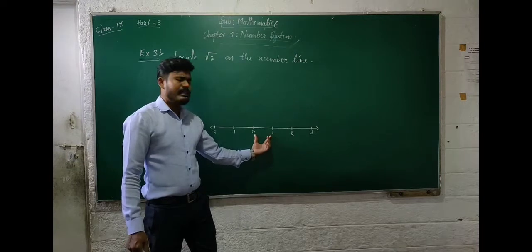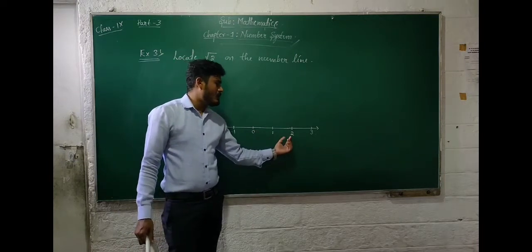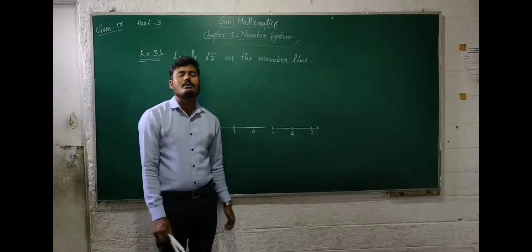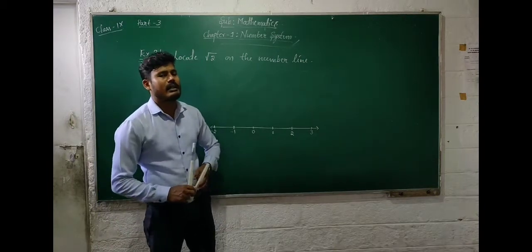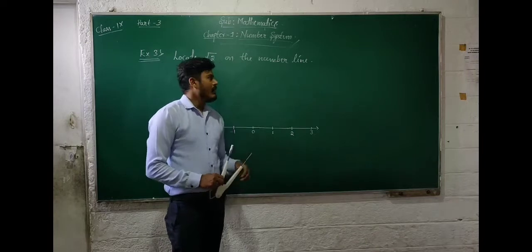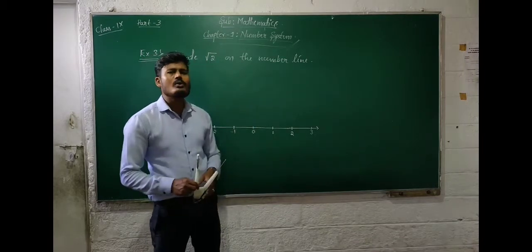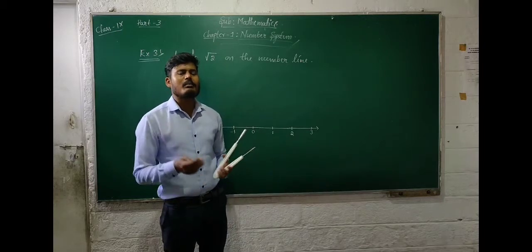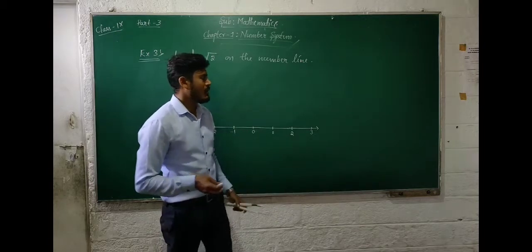So here the distances between 0 to 1, 1 to 2 and 2 to 3, and 0 to -1 and -1 to -2 are equidistant from each other. Then first you should realize how to represent root 2 on the number line. So what is the exact measurement of root 2?